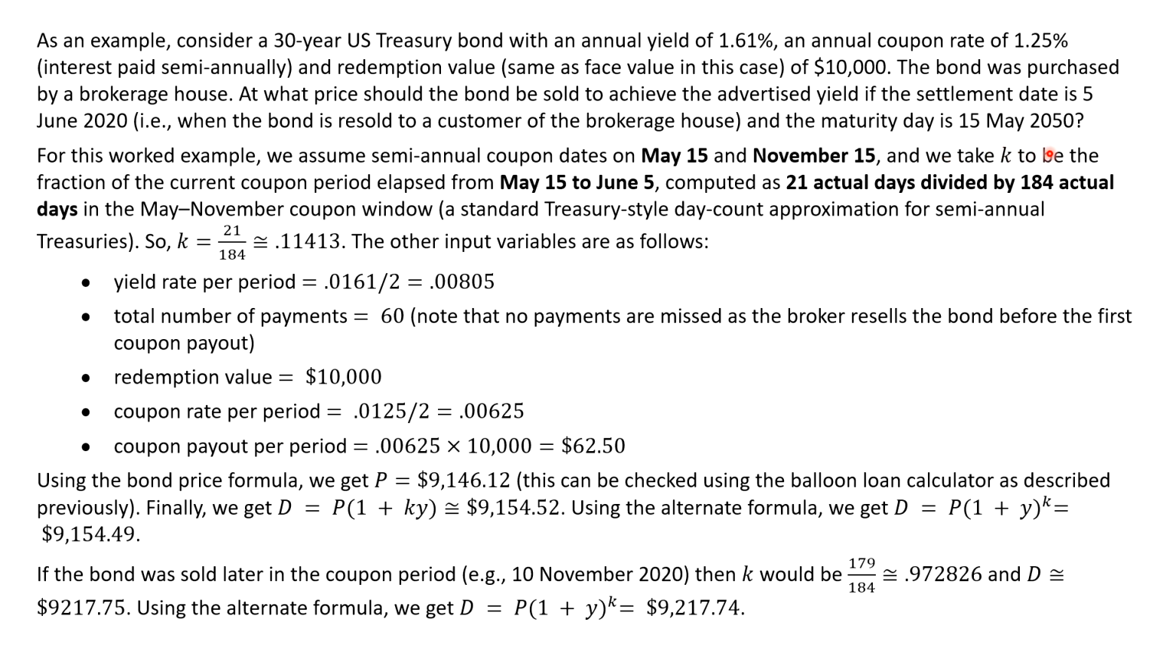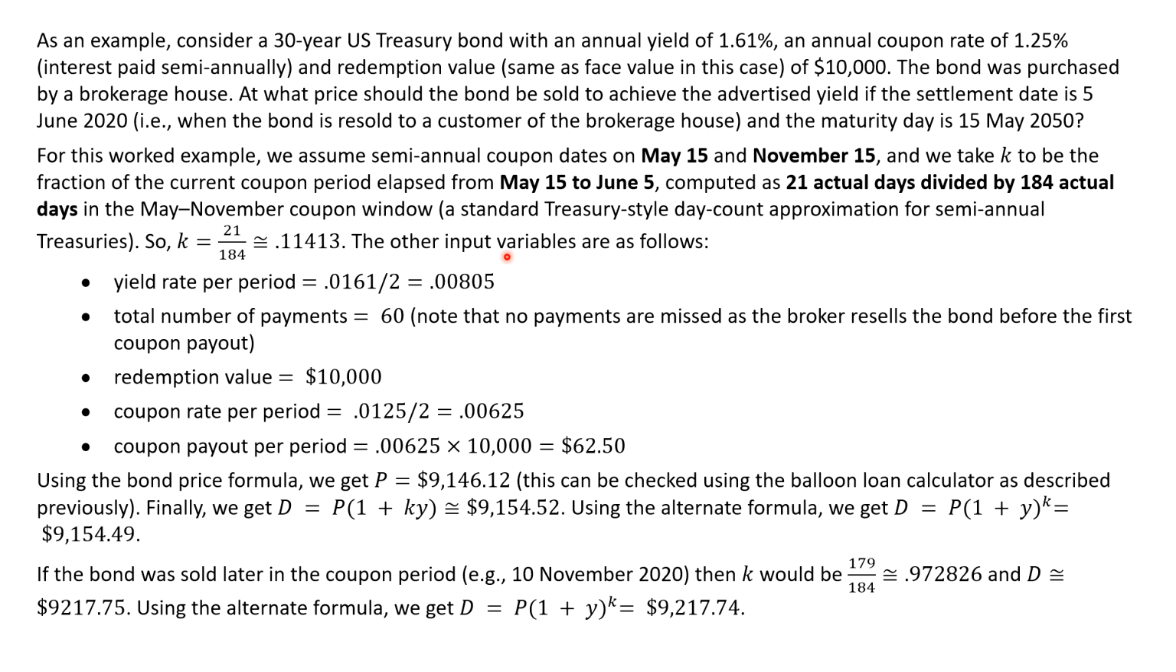We take K to be the fraction of the current coupon period elapsed from May 15th, 2020, to June 5th, the settlement date, and that's 21 days. And this period, May 15th to November 15th, is actually 184 days. So our fraction K would be 21 over 184, or approximately this decimal here.